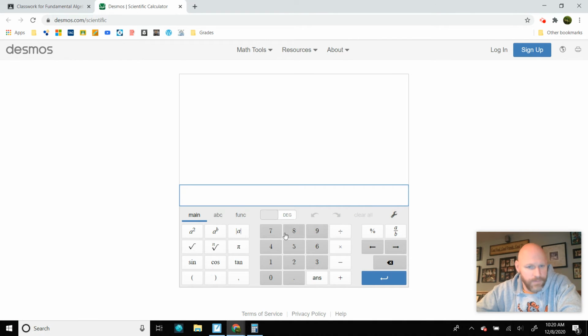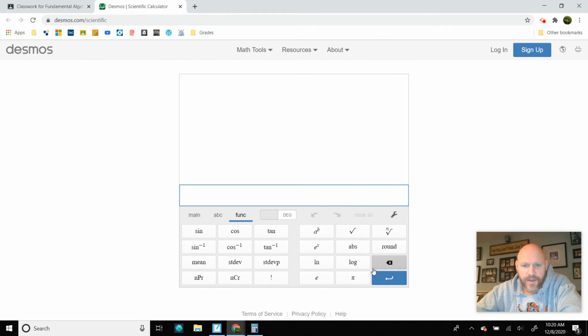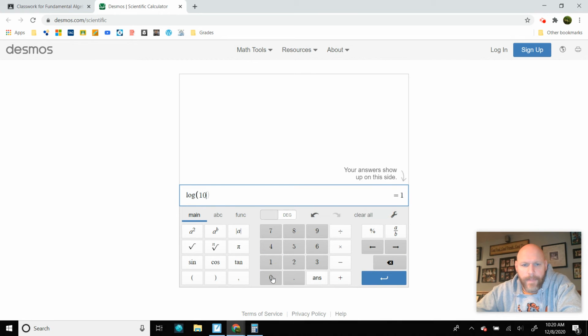And what we're going to do, if you go over to function, there's a log right here. Let's just go ahead and try that log 1,000. So if I'm doing log 1,000, it gives me that number 3 really quick. So that's how you would do it on your calculators. And the next one, let's go ahead and look at our work.